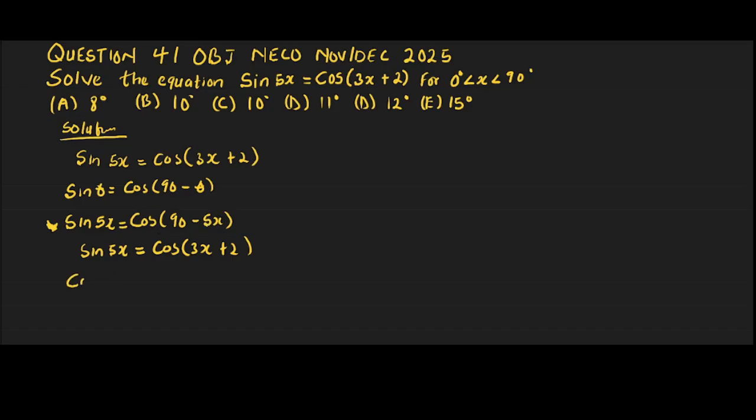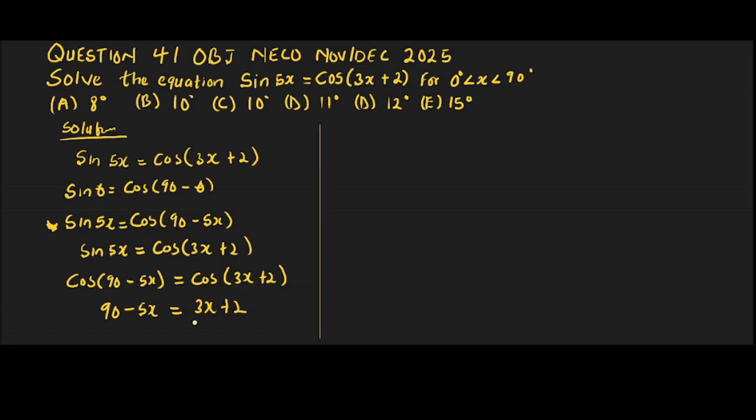So we have cos(90 minus 5x) equals cos(3x + 2). Now here we have cos on both sides. Cos will cancel out cos. So we are left with 90 minus 5x equals 3x plus 2.